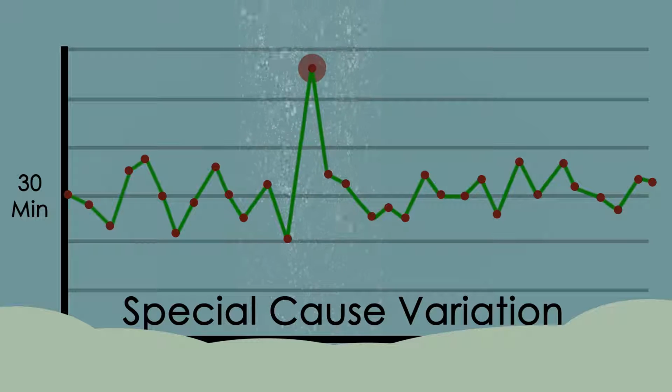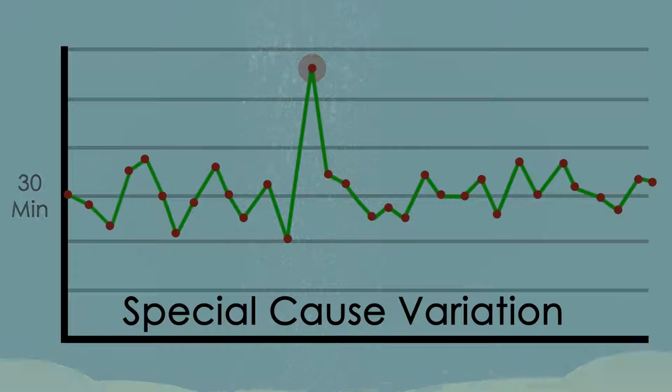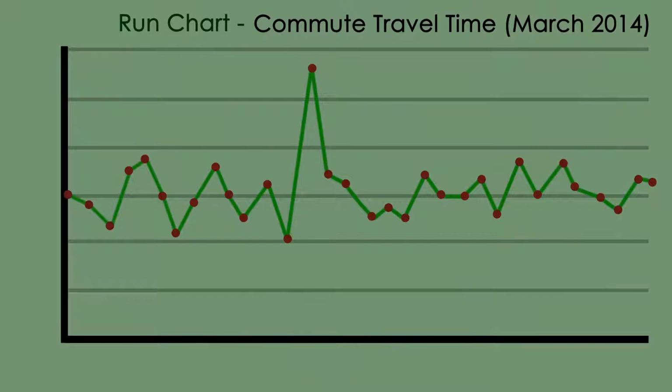Analyzing this variation helps identify times of special interest or concern, and identifies opportunities for improvement. A run chart is a fundamental tool used in quality improvement to graphically display how a process performs over time. It is also the first step in creating a control chart.